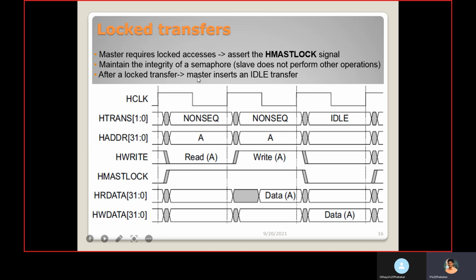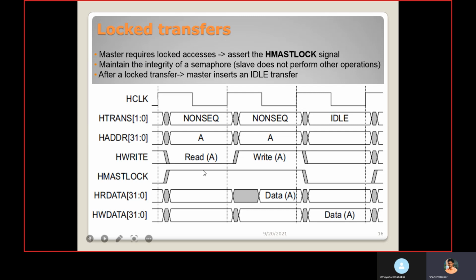After the locked transfer, the master inserts an idle transfer. To release the lock, the master should transfer the idle. This is the clock signal and HTRANS. It's starting with non-sequential. We are introducing a new transfer here. For address A, we are going to perform read. Here I am giving HMASTLOCK as 1 in this phase, so the particular slave will be locked for the corresponding master.